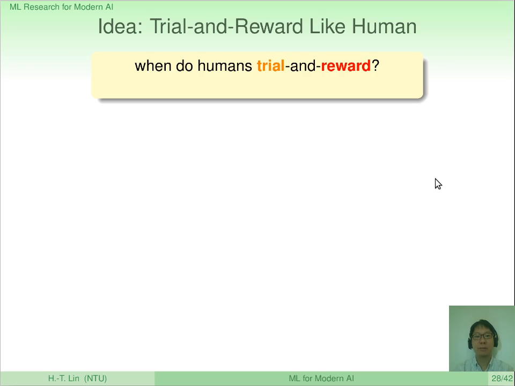And we try to solve this problem in one of our works. The idea is to try and reward like a human. When do we try and reward? If you go to a casino and gamble with the bandit machines there, you try and reward.